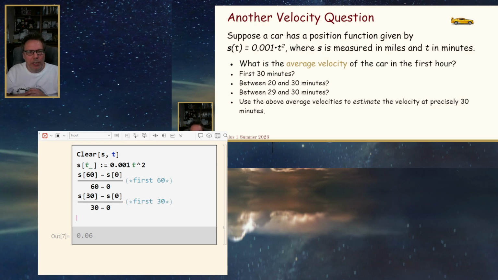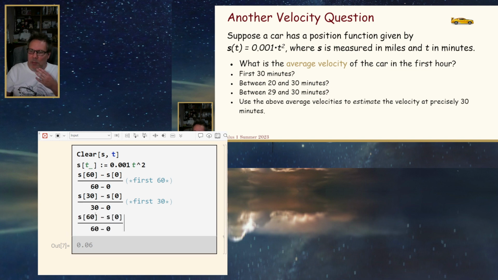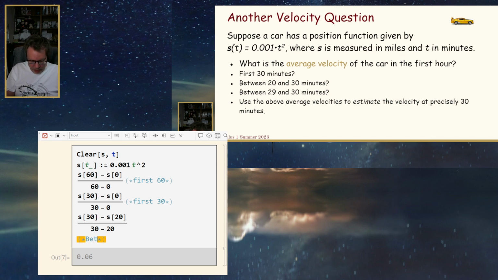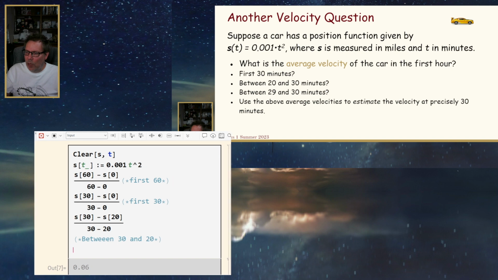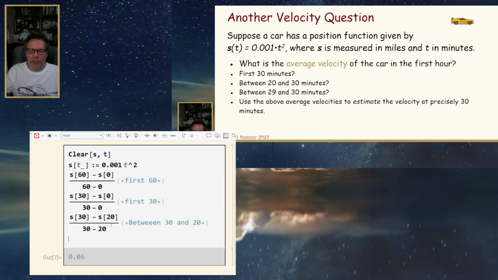How about between 20 and 30? How is that going to look? Well, let's see. My end time is 30. My beginning time is 20. So this is between 30 and 20. I'll make this just a little bit wider so it fits in there. Now let me evaluate all of this at once.